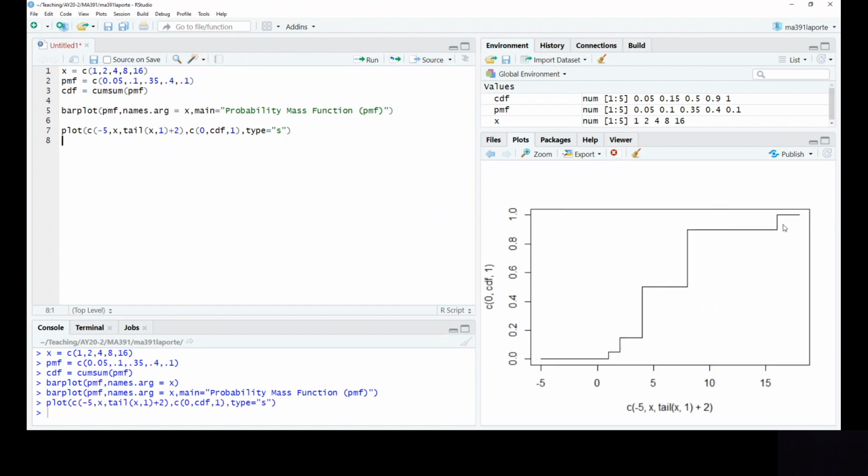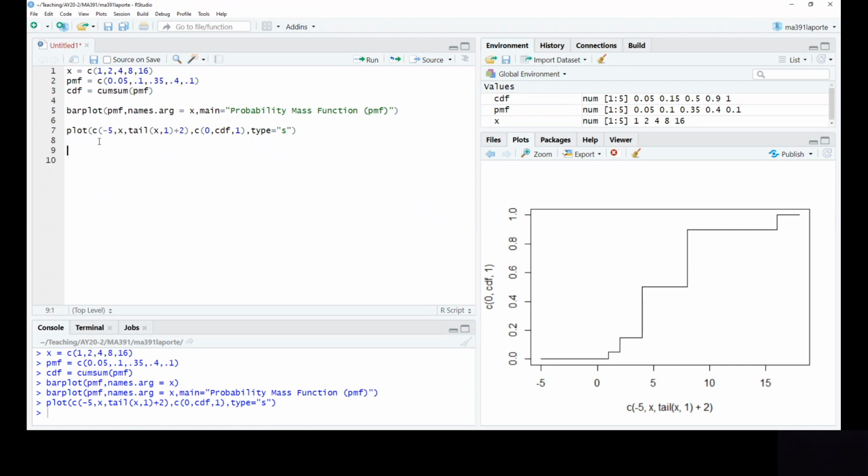Okay, so it looks like that's what we're getting. So again, I put this -5 in here because it's really to negative infinity. So it's coming in the first part, and it gets to 1, and it jumps up 0.05, and it goes over to 2, and it jumps up 0.1, and then it goes over to 4, and it jumps up by, let's see, 0.35. I think this is 0.35 here. And then it goes over to 8 and jumps up another 0.4, and then it only has 0.1 there again. Okay, so that's the CDF.